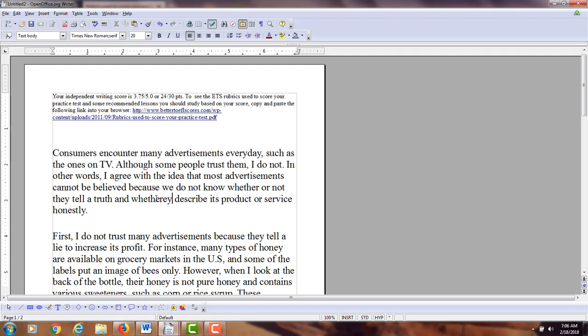And whether companies describe whether or not companies tell the truth, and whether or not these businesses describe, I'm going to change this to their products or services honestly. Right? So be careful about using too many pronouns in there. It's better to use more specific nouns.